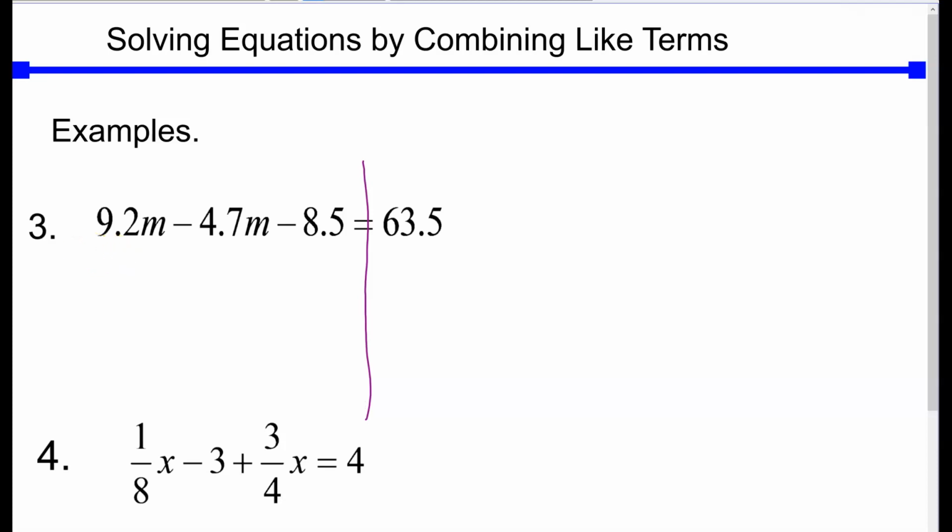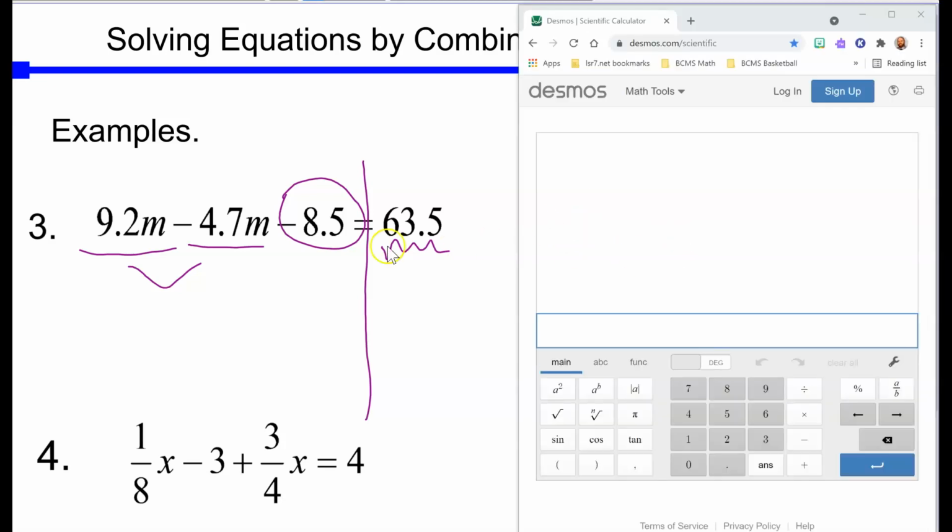We have a 9 2/10 m and a negative 7 4/10 m. Those are my like terms together. And then I just have a regular minus 8 5/10, or 8.5. Okay, and that should be equal to 63 5/10, or 63.5. So if I look at this, the two that I can combine right here are 9 2/10 m and 4 7/10. All right, so as I look at this, I pull up my Desmos graphing or scientific calculator.